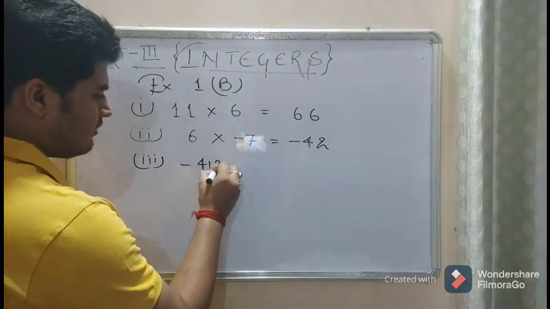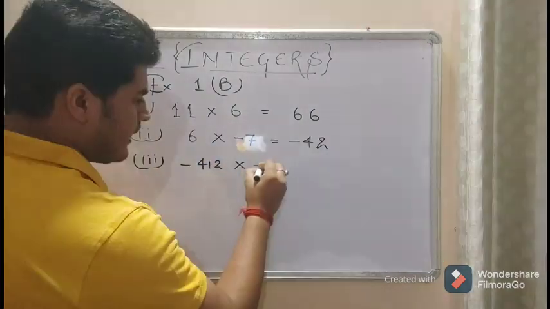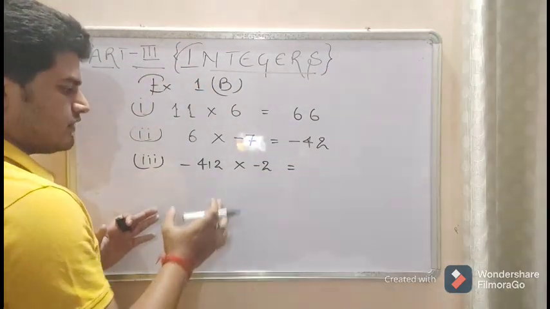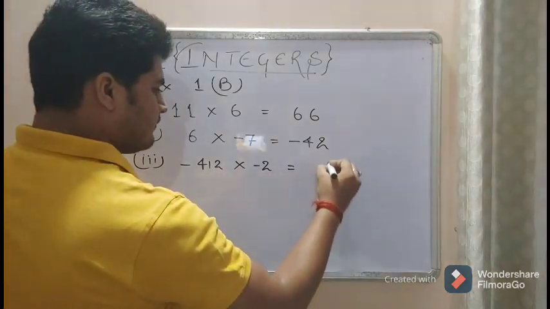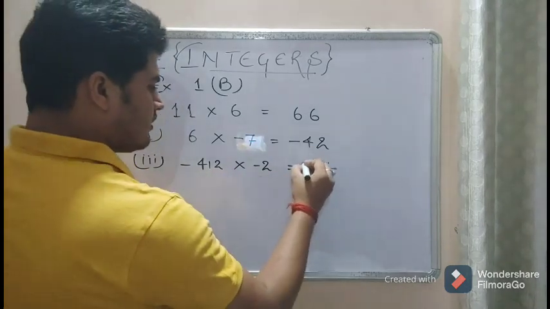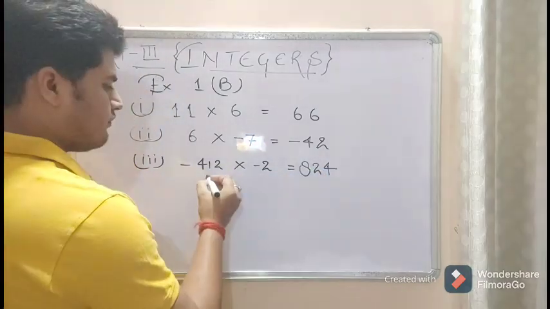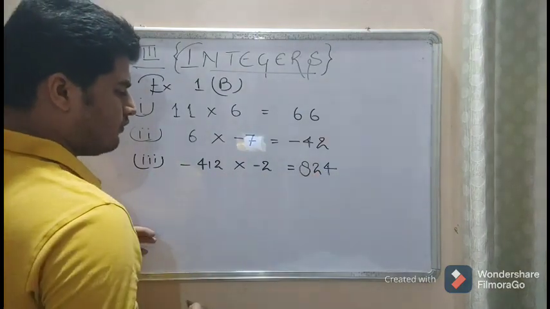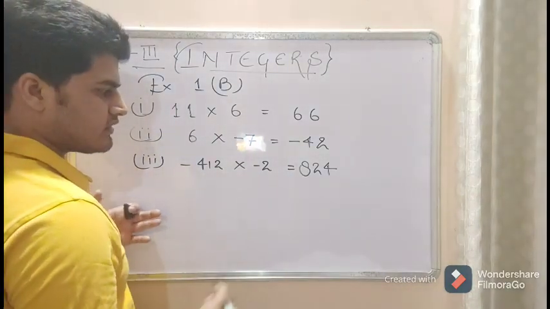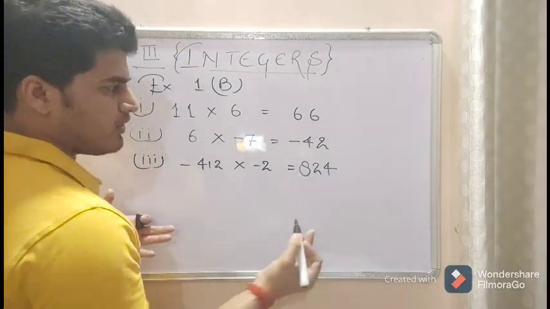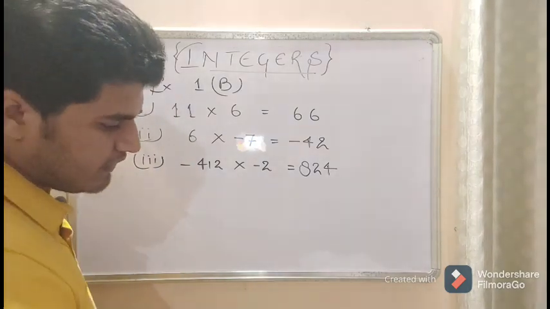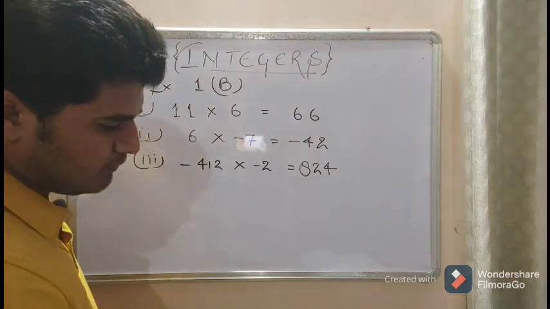minus 412 multiplied by minus 2, right? So what I said, ignore the sign first, multiply the numbers. 2 twos are 4, 1 two is 2, 4 twos are 8. 824. Yes, it is correct. Minus into minus is going to give you plus. So our answer is plus. No need to place the plus sign. So the answer is correct. In this way you have to solve it. Now in this way you can solve all the parts, I hope.